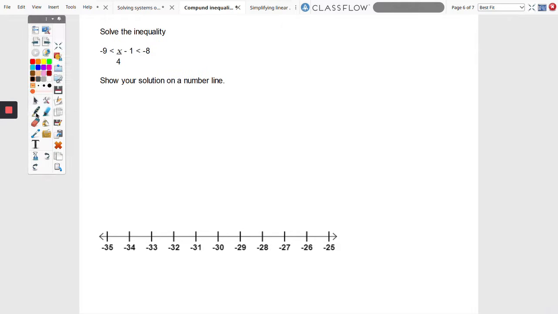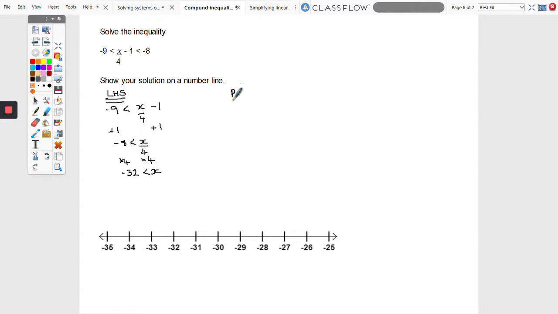So, next question. Solve the inequality minus 9 is less than x over 4 minus 1 is less than minus 8. So again, let's start with the left hand side first. So we have minus 9 is less than x over 4 minus 1. So going to begin by adding 1 to both sides, and that will give me minus 8 is less than x over 4. Then we're going to multiply both sides by 4. So that will give me minus 32 is less than x.